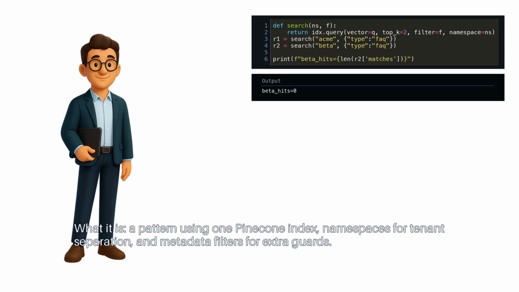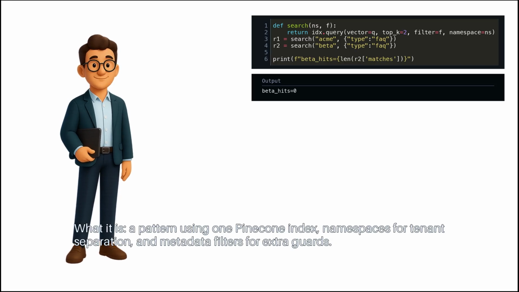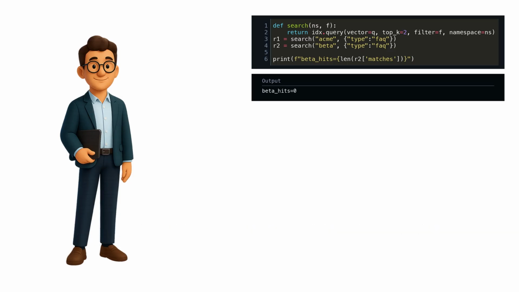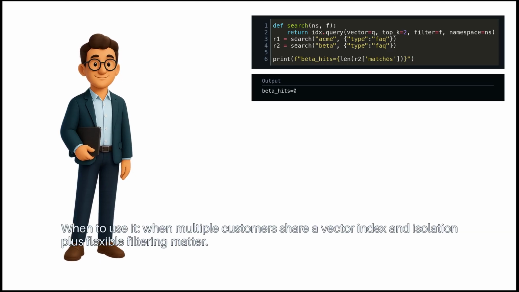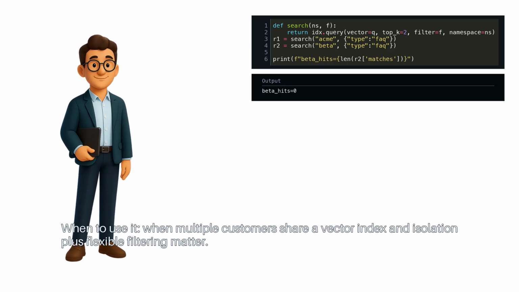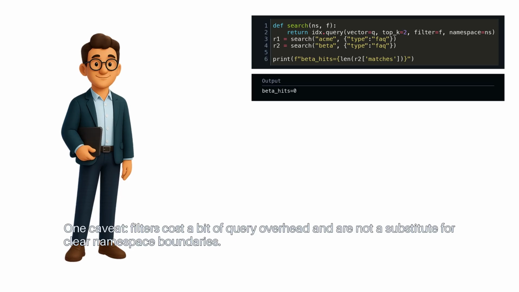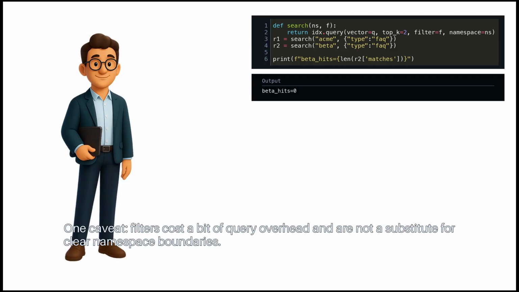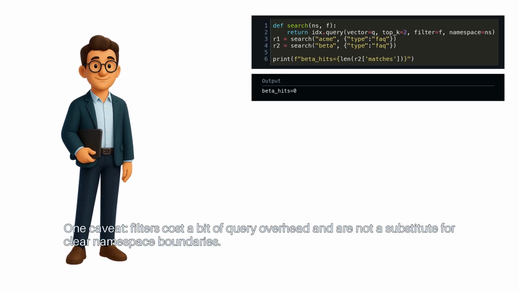Recap. What it is: a pattern using one Pinecone index, namespaces for tenant separation, and metadata filters for extra guards. When to use it: when multiple customers share a vector index and isolation plus flexible filtering matter. One caveat: filters cost a bit of query overhead and are not a substitute for clear namespace boundaries.